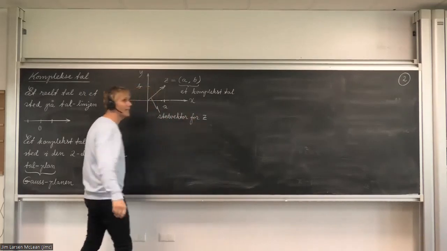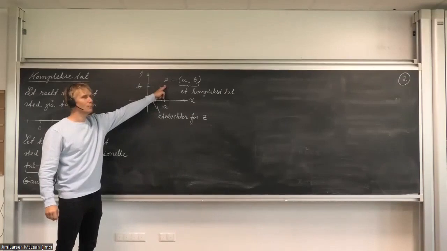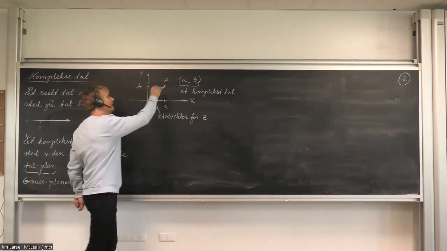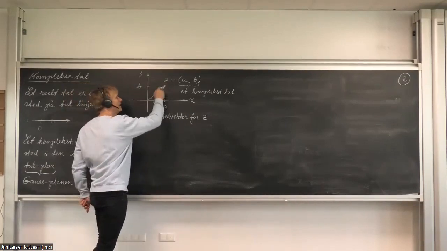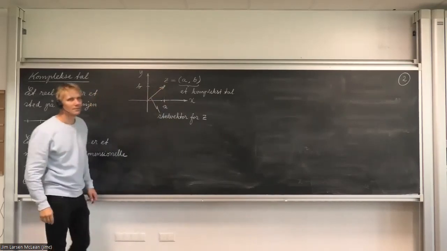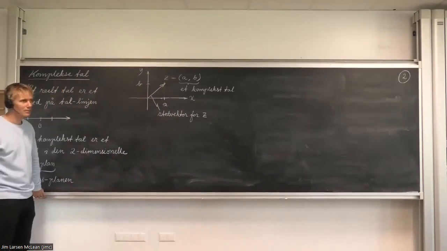But the vector is not the number. The place, on the other hand, is the number. This here is C. Here is the position vector for C. They are two different things, two different mathematical objects.